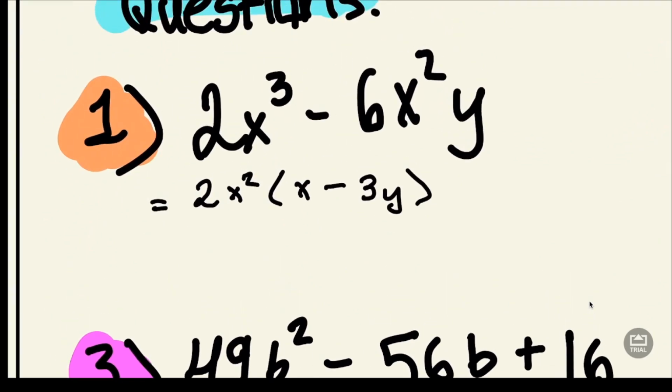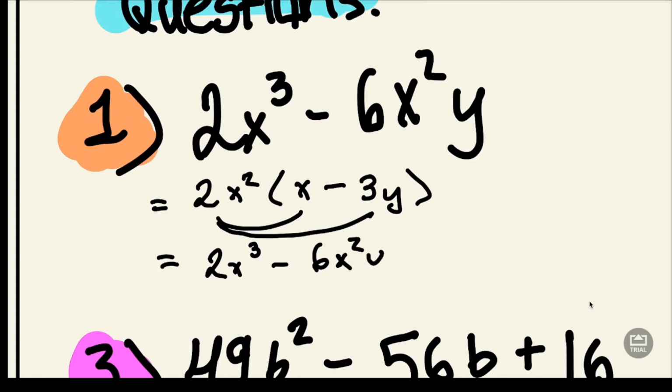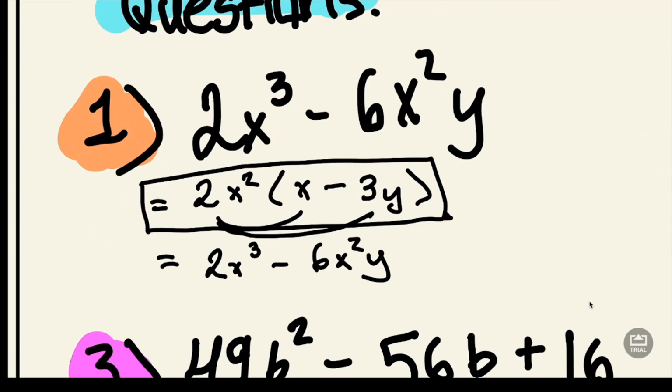So again, when you factor something out, if you were to distribute it or FOIL it back in, you would get the original equation that you're given to factor. So if we do that right now, we distribute it, because distributive property, we're going to get 2x cubed minus 6x squared y. And that is our original value. So this is the final factored form.